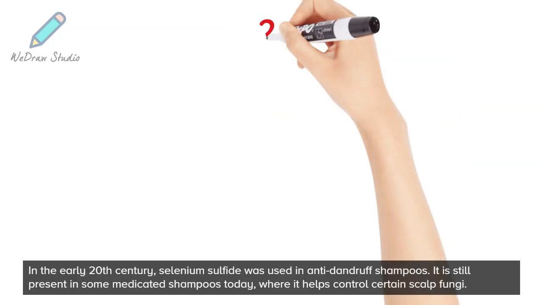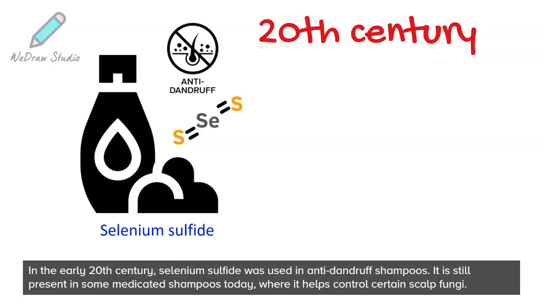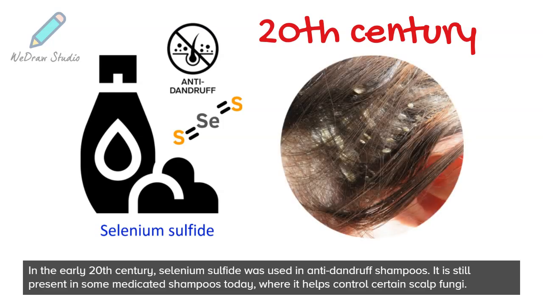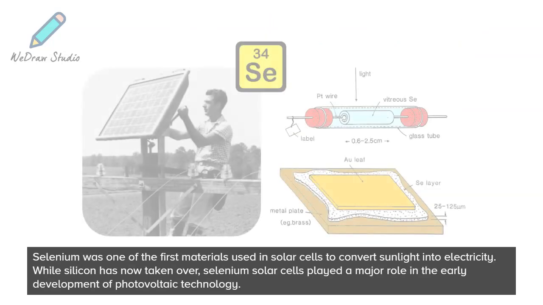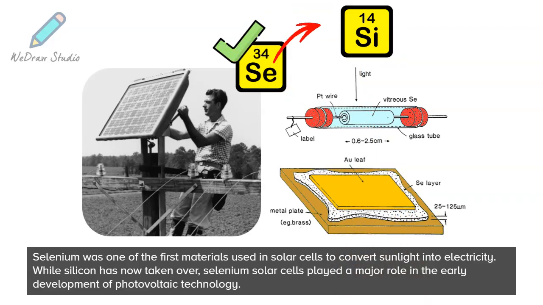In the early 20th century, selenium sulfide was used in anti-dandruff shampoos. It is still present in some medicated shampoos today, where it helps control certain scalp fungi. Selenium was one of the first materials used in solar cells to convert sunlight into electricity. While silicon has now taken over, selenium solar cells played a major role in the early development of photovoltaic technology.